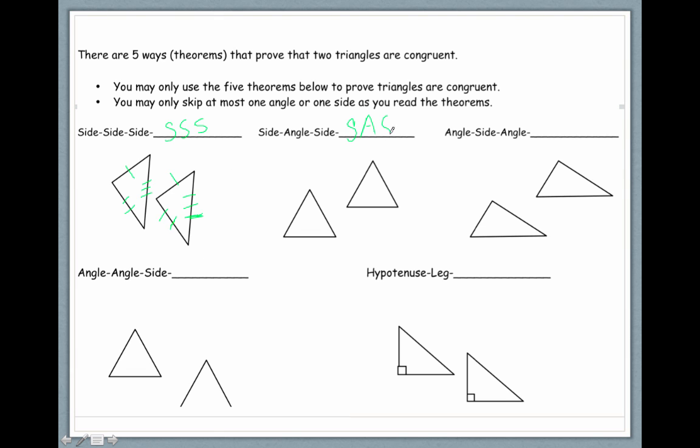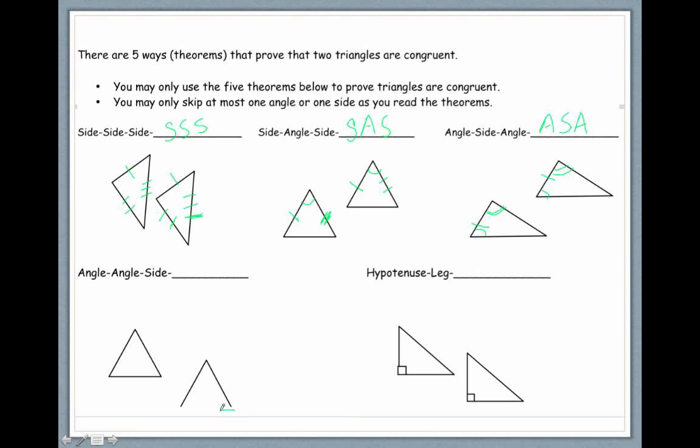Side, angle, side. That means side, included angle, side. Those have to match. So 2 sides and the angle that they make. Angle, side, angle means 2 angles and their included side have to be the same.